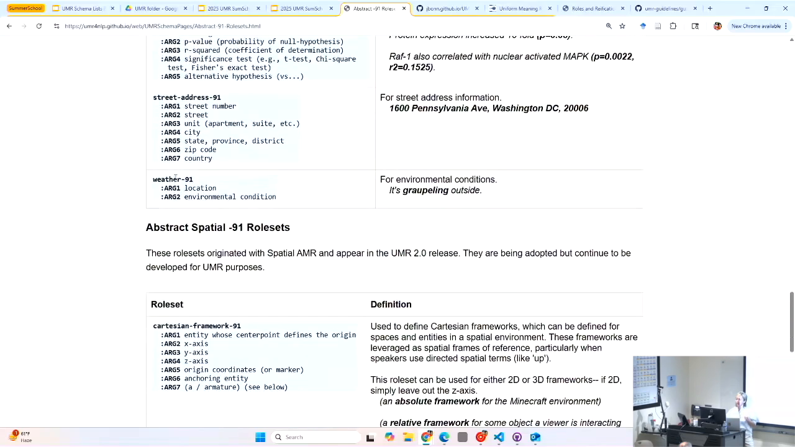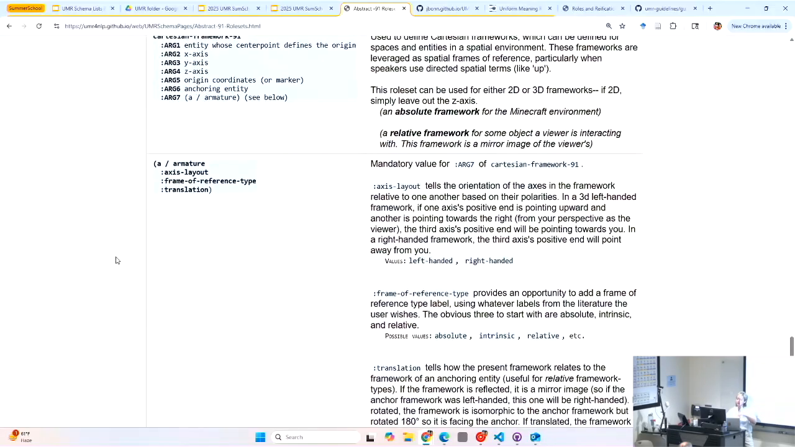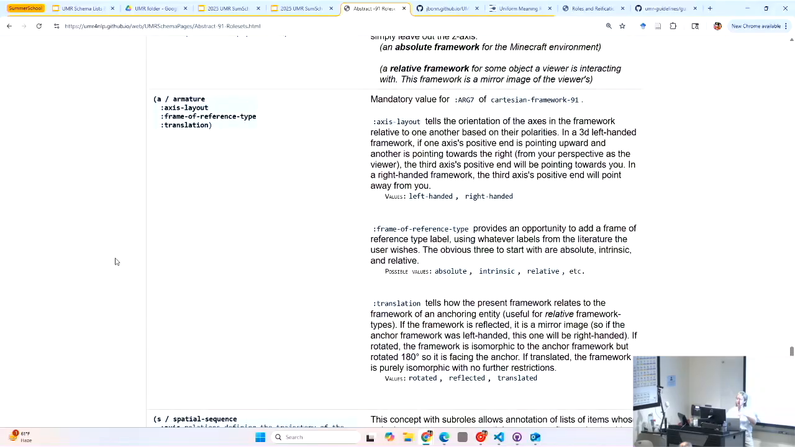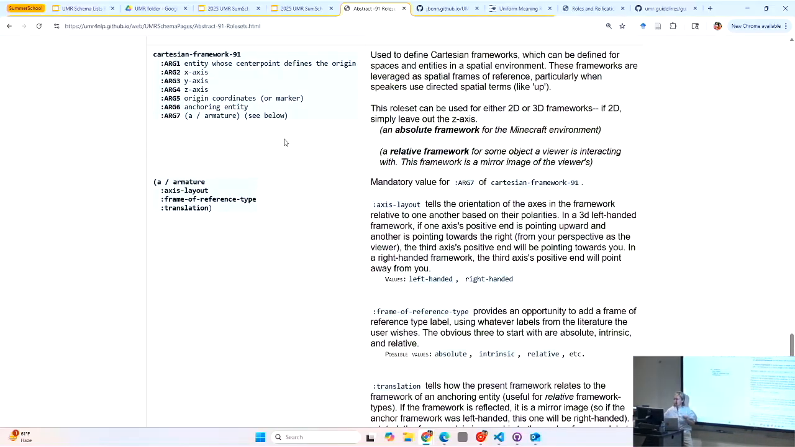Okay. Weather. Weather is new. We have rolesets for all the weather verbs in English, generally, but not all languages do. Not all languages are going to treat them as verbs either, so sometimes it's useful to have this. And then there are a couple of spatial rolesets that you'll see in the UMR 2.0 release, although these have been updated compared to what's in that, so this is going to look different. But this is what I think the final rolesets are going to look like.